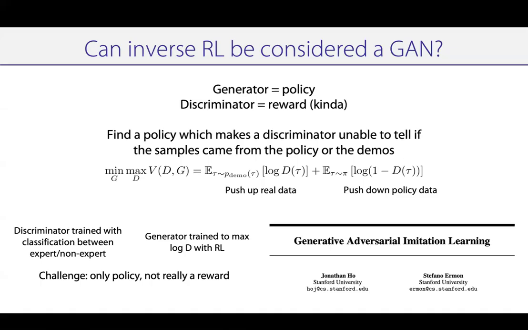The problem with it is that it doesn't give you rewards, really. If you think about this objective at convergence, what happens to a discriminator at convergence? Yeah, so it's completely confused, right? Which means that the discriminator will always give you half. It's a binary classifier, so it'll always give you half, which means it's completely uninformative. So the challenge with this objective is that it doesn't give you a reward that is reusable. It'll give you a policy, but in inverse RL, we really want a reward that's reusable.